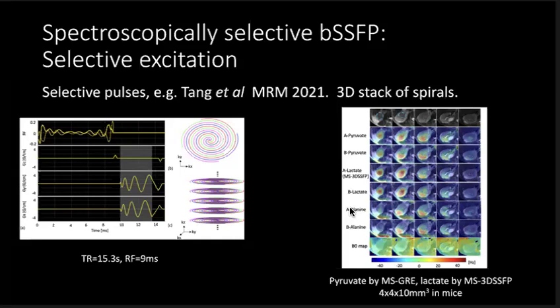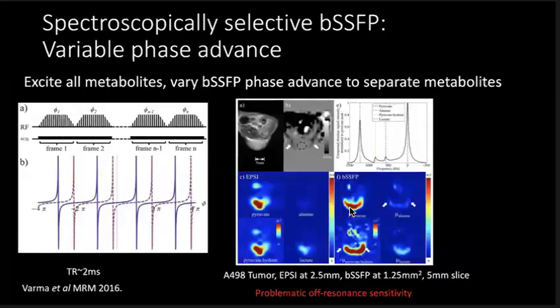But there's a couple of things about this that I would like to get around. The first is the RF is pretty long. It's about 9 milliseconds, and your TR is even longer, about 15.3 milliseconds. And those of you who have worked with balanced SSFP know that even on carbon-13, with that long of a TR, you're going to have to shim pretty carefully. So what else can we do?